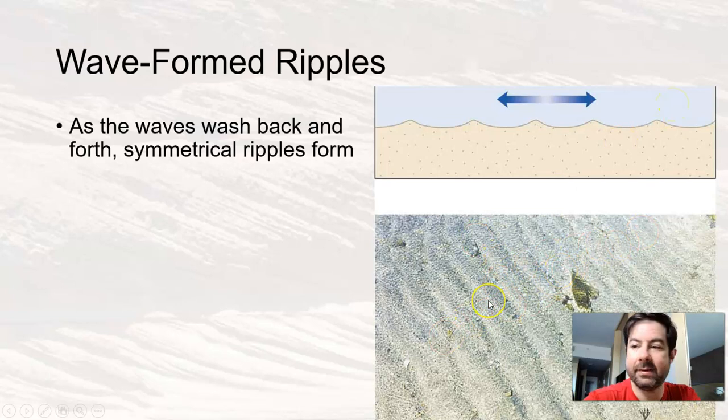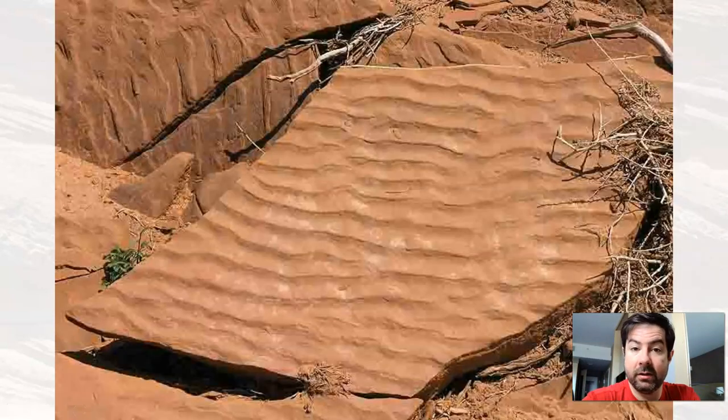This is what we see in sand now. This is what ripple marks look like in rocks.